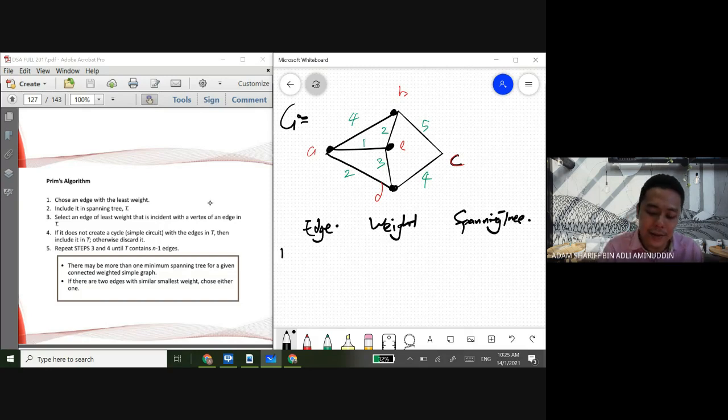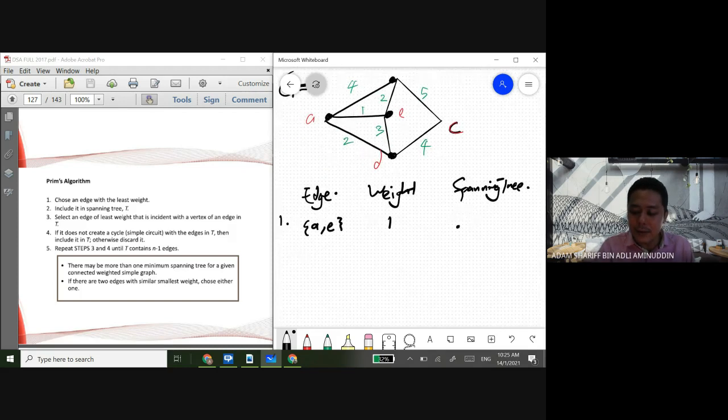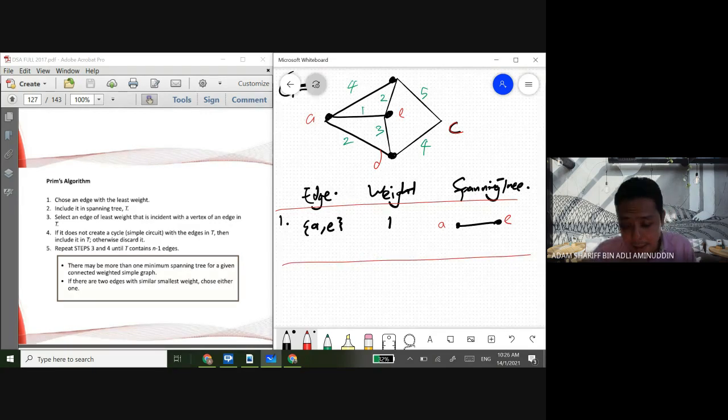Okay, for the first iteration, we start the initial iteration by choosing the edge with the least weight. So the least weight edge will be A, E. So saya tulislah A, E. Current weight is 1. So the spanning tree right now baru start dekat A dengan E. Ini paling senang lah sebab starting dia kita pilih yang paling rendah. The next iteration, we choose the edges which are incident to the initial edge. Okay, sekarang ni cuba tengok AE, saya warnakan.